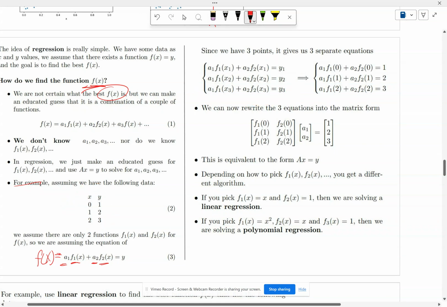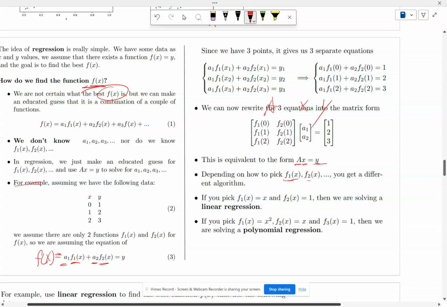We could just plug the first point here, the second point here, and the third point here. So we can now write this in matrix form where we have f1 with 0 plugged in, f2 with 0 plugged in, f1 again with 1 plugged in, f2 with 1 plugged in. Basically I copy this over here, and I can pull a1, a2 out, equal to 1, 2, 3. So this is equivalent to the form Ax equals y.